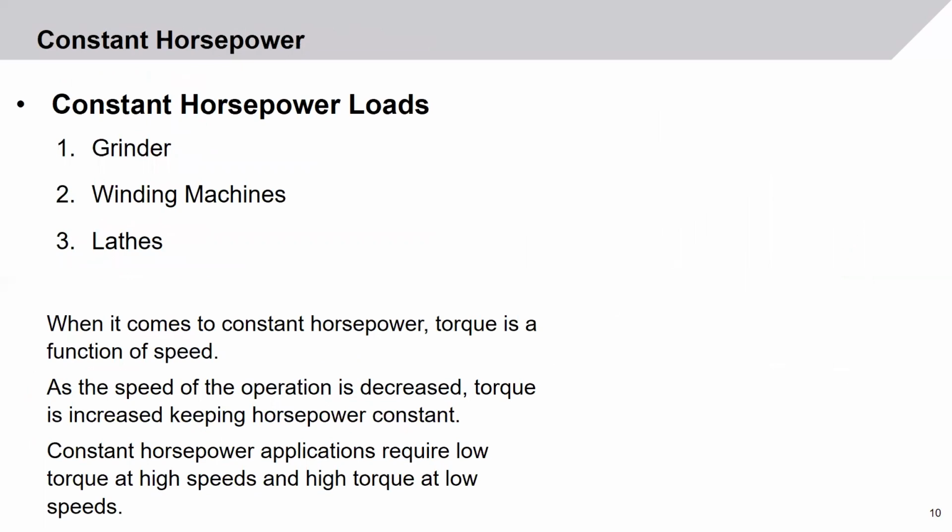Constant horsepower loads include grinders, winding machines, and lathes. When it comes to constant horsepower loads, torque is a function of speed. As the speed of the operation is decreased, torque is increased, keeping horsepower constant. Constant horsepower applications require low torque at high speeds and high torque at low speeds.